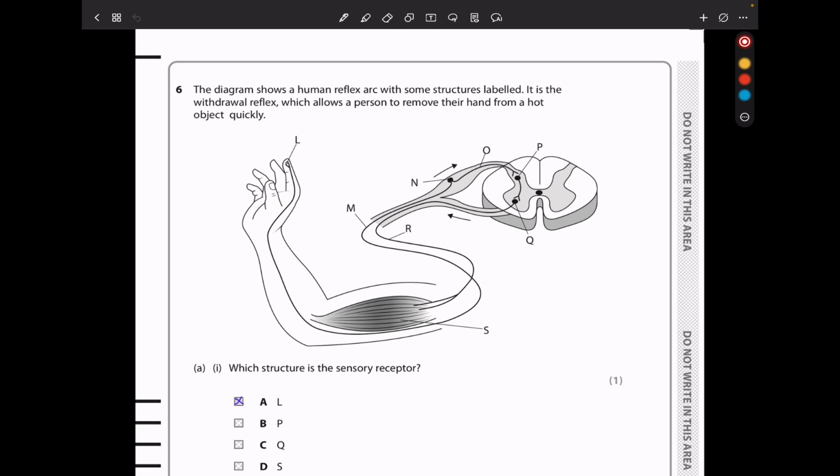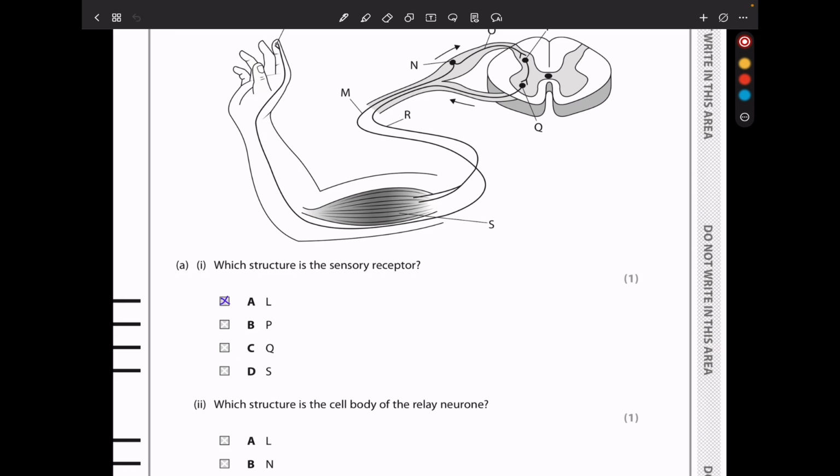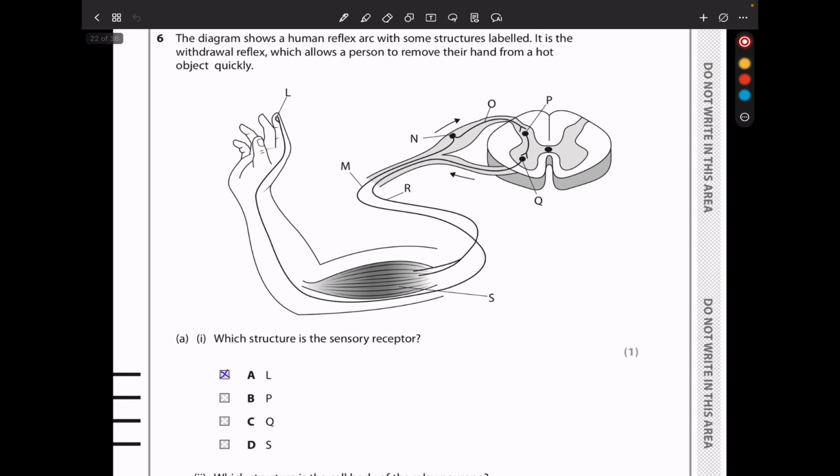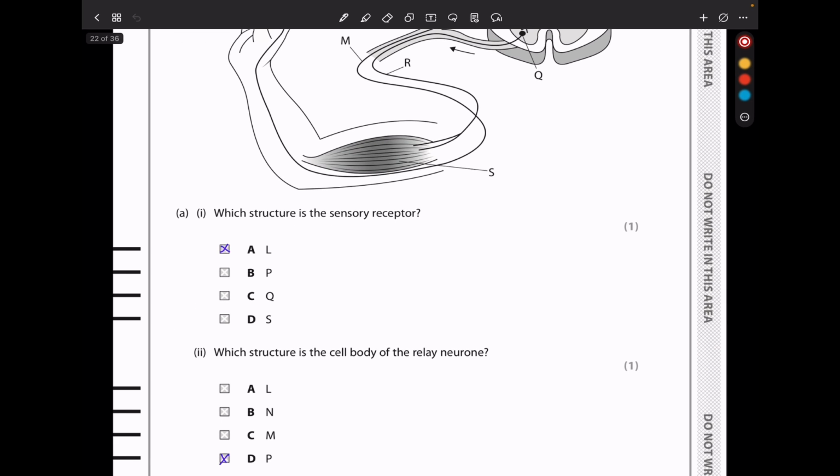In question 6, the diagram shows a human reflex act with some structures labeled. It is the withdrawal reflex, which allows a person to remove their hand from a hard object quickly. In part A, which structure is the sensory receptor? The sensory receptor is part L. This is where the stimulus is going to be detected, so the answer is A.